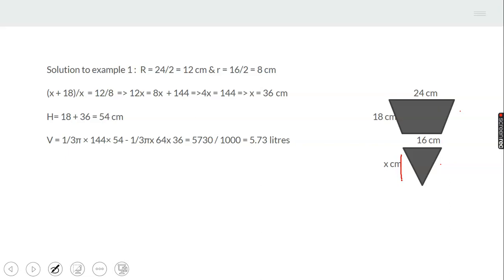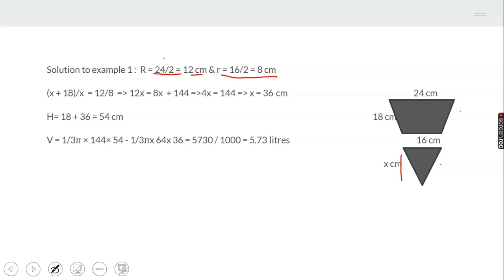Therefore, by symmetry, first we find the radius of the top here to be 24 divided by 2, and that will be 12. While the smaller radius here will be 16 divided by 2, and that will be 8 cm. We call it small r, while the bigger radius we call big R for the bigger cone, and that of the smaller cone is small r.